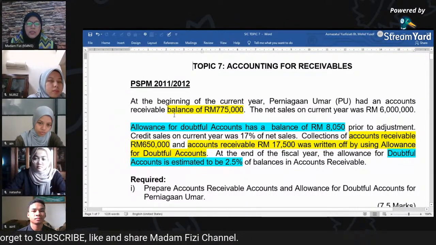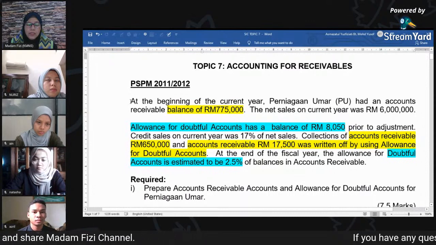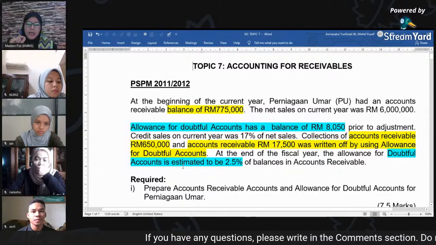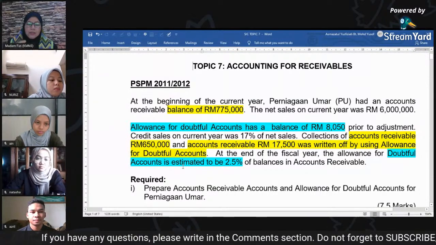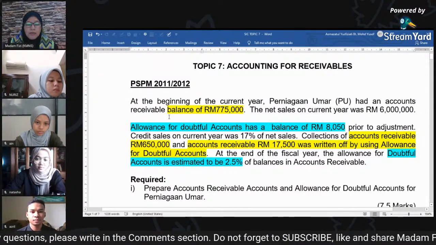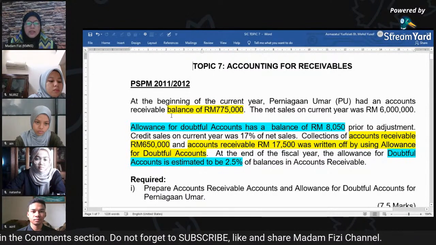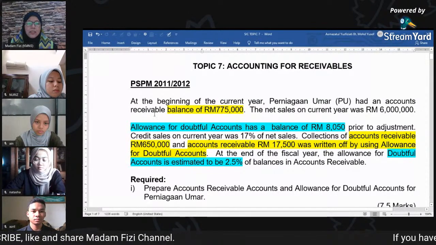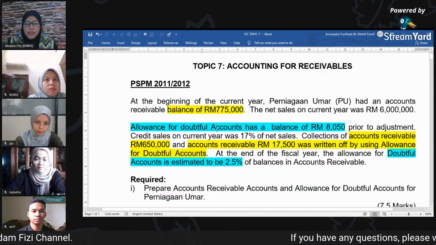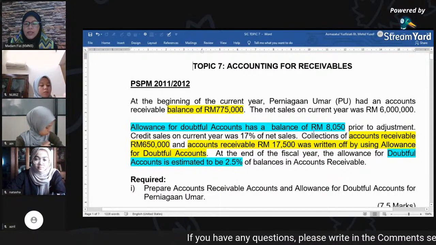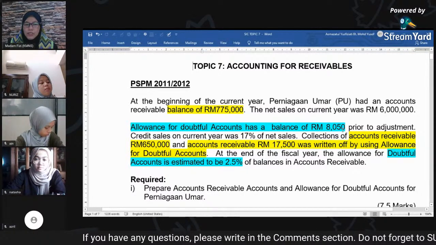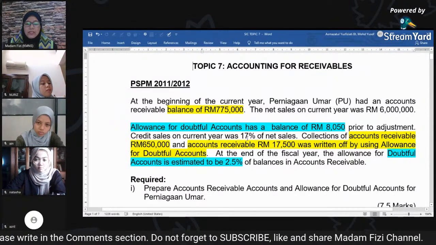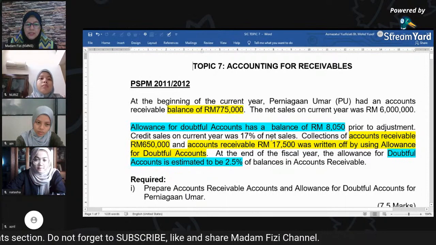So now you can read the whole question and then highlight or jot down the points. So here I have highlighted a few points here. Mana tadi kita baca? Okay. Allowance for doubtful accounts has a balance of 8,050 prior to adjustment. Credit sales on current year was 17% of net sales.